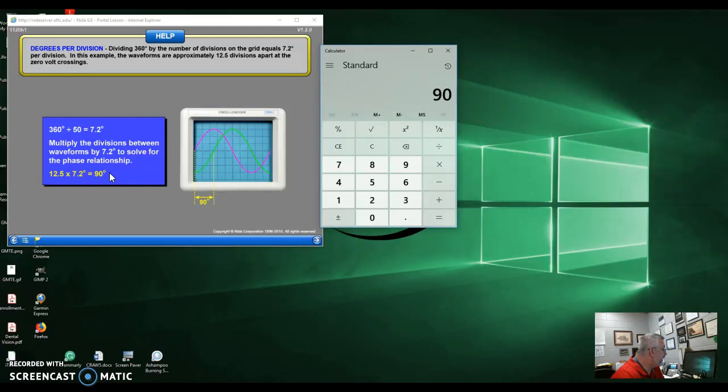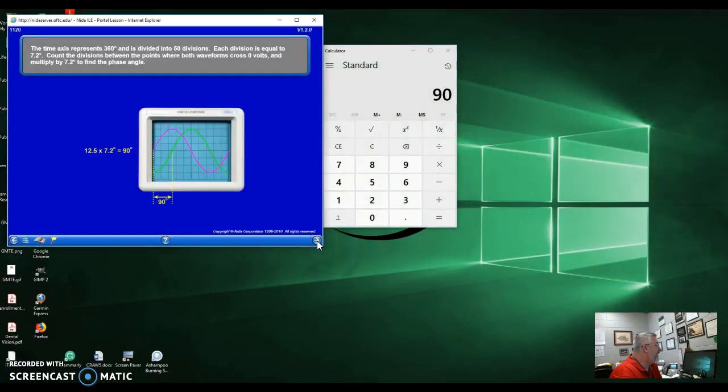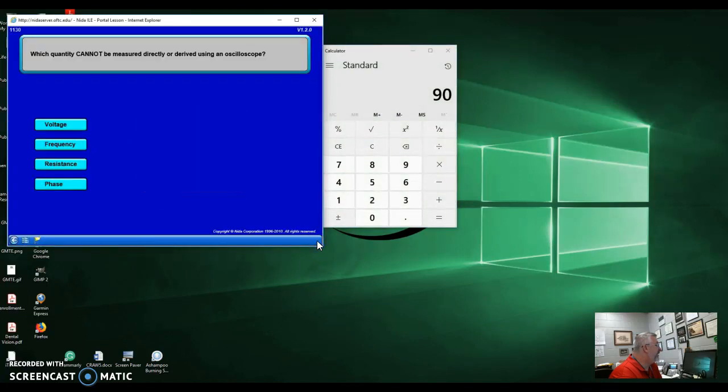And I can divide by 10 easier than I can do this other way, but that's fine. The math works either way you're doing it, because basically if we're using these little tick marks, we're dividing that 36 by 5, and we just have to count the number of small marks and multiply that times 7.2 for each one of those marks. So whichever way you'd rather do it, this is 90 degrees shifted. And we get that here.